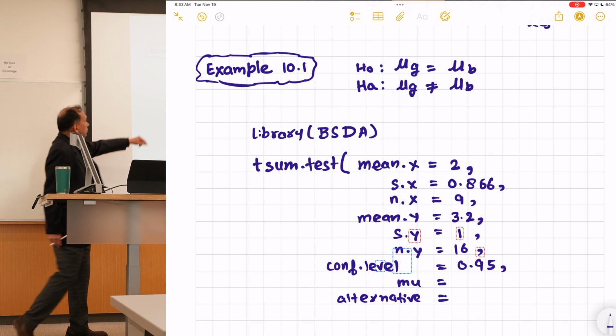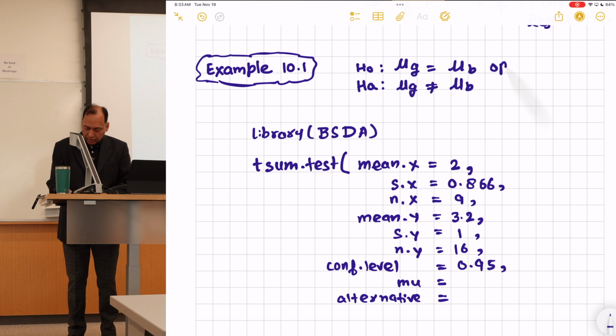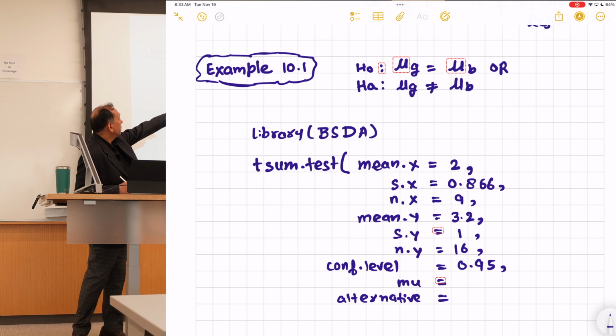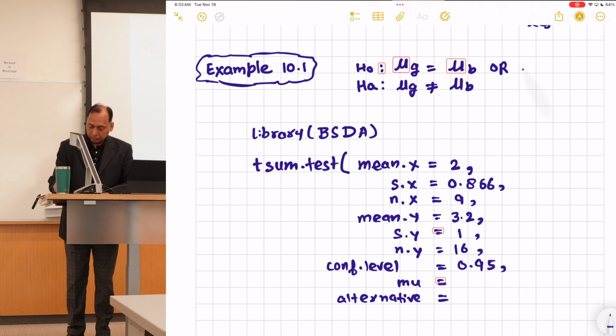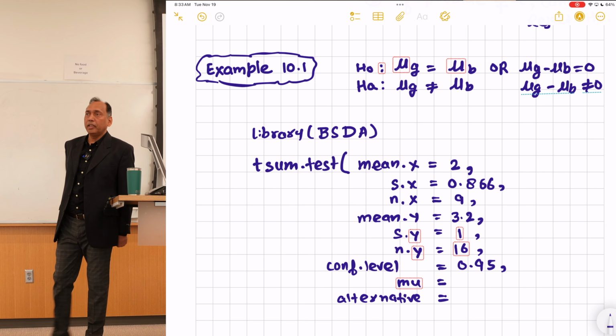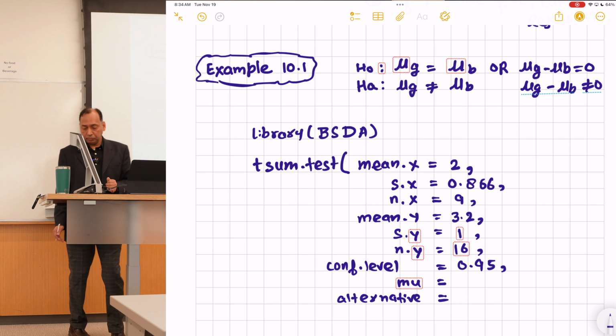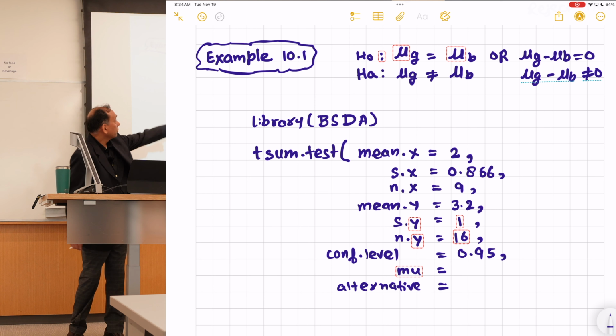Mu, we have two numbers, mu G equals mu B. This is same as you take mu B on the left, it becomes mu G minus mu B equals 0. So mu G minus mu B is not equal to 0. So difference between the two means, if they are same, it will be equal to 0. If they are not same, they are not equal to 0. So that's what we use.